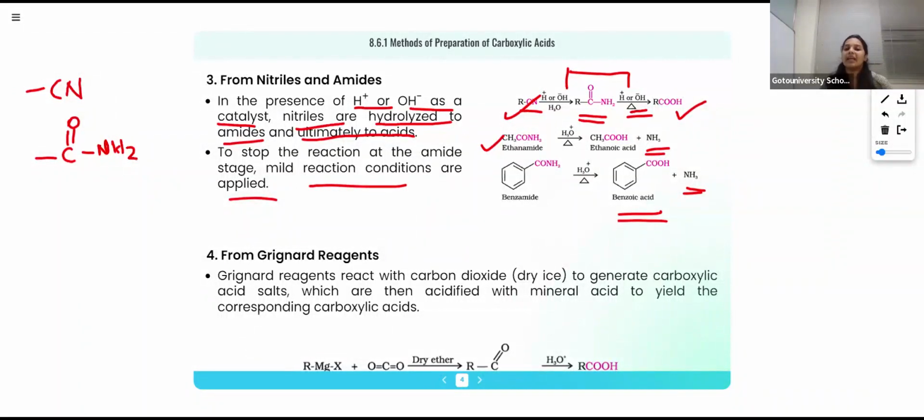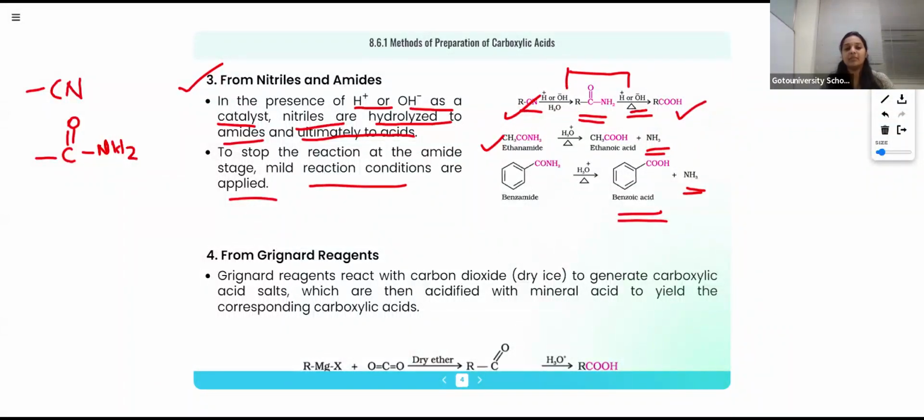So if you are using nitrile, you have to do 2 steps. The first step is converting the nitrile into amide. If you start with the amide directly, we can convert it into acid. Okay, so that is the preparation from nitriles and amides.